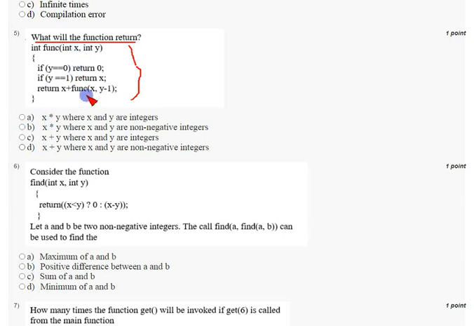Even if you try negative values, you will get the same. So it is common for all integers, not only for non-negative values, that means 0 and positive, but also for negative values you will get x into y as the result. So mark option A as the correct answer for the fifth question.